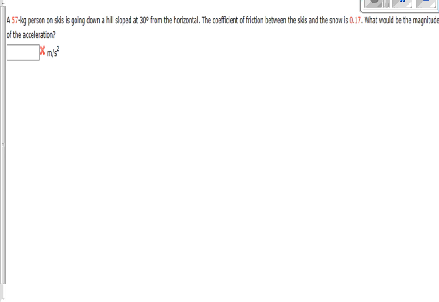So basically the same setup here, a 57-kilogram person on skis, right? So here's my ramp. What would a guy on skis look like here? Kind of like bent knees. There's his poles. Pretty good. So a guy on skis, 30 degrees. This time we are told that there is a coefficient of friction between the skis and the snow. If you're told there is a coefficient of friction, then you're being told that there is friction. So I have to think about friction this time.